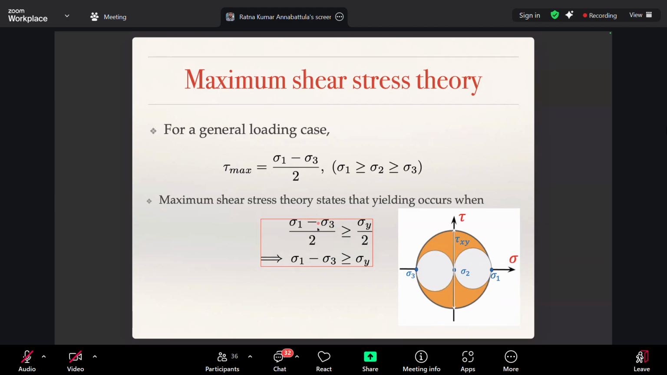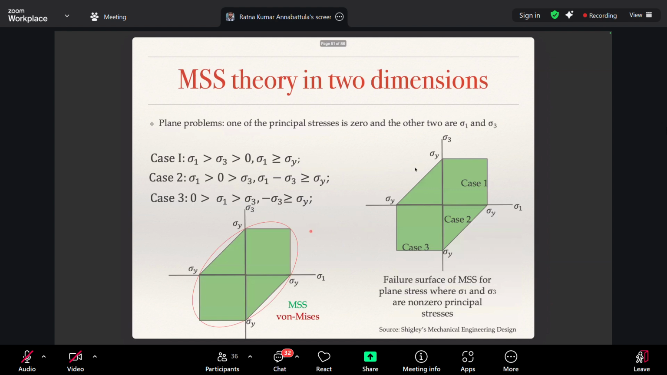Yes, sir. So that is what we need to do. So now let us keep this: sigma 1 minus sigma 3 should be equal to sigma y is our relation. Now imagine a scenario: we are looking for plane state of stress in 2 dimensions. Let us develop the maximum shear stress theory in 2D. In 2D, let us say both sigma 1 and sigma 3 are greater than 0.